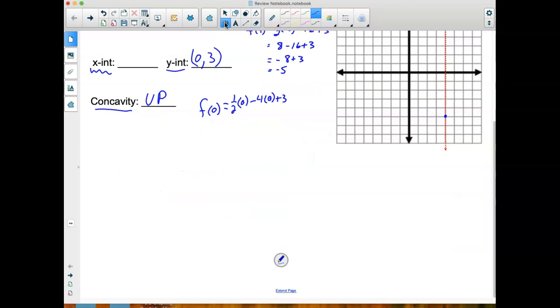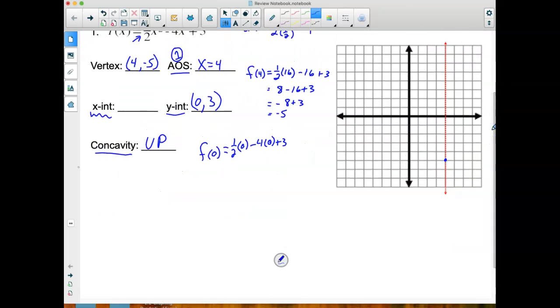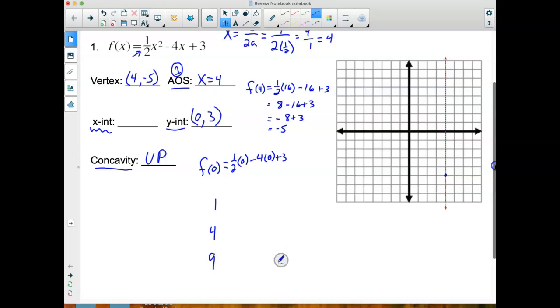What I want to do now that I have my vertex is give it the old 1, 4, 9. I take my 1, my 4, my 9 times my a value, so times 1/2. So this is going to be 1/2, 2, and 4.5. From there, I'm concave up. I go over 1, up 1/2. Reflect it. Over 2, up 2. Reflect it. Then I'm going to go over 3, up 4.5. And I'm going to reflect it.